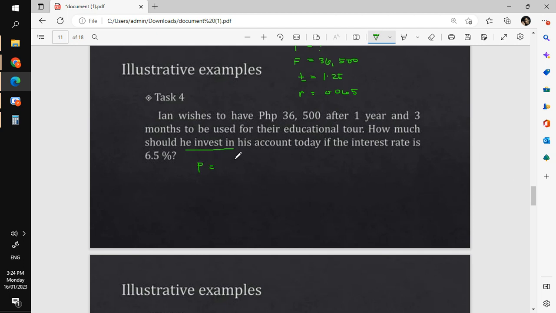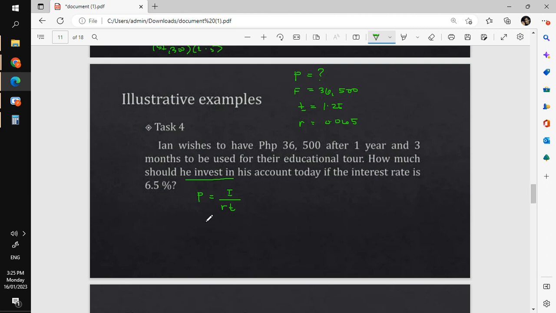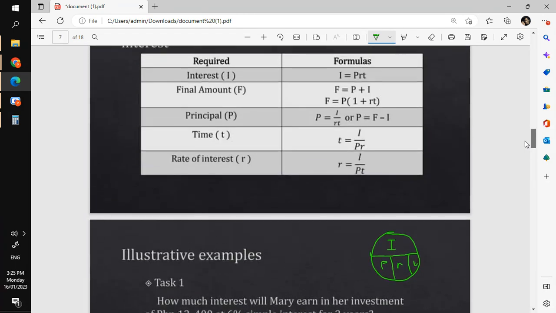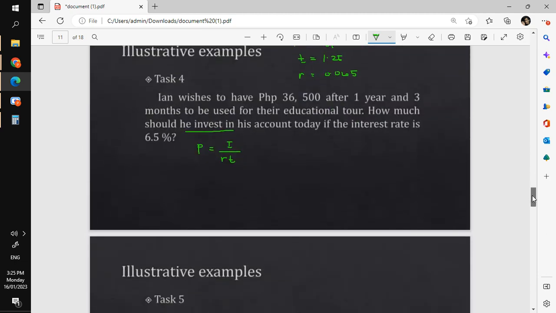Okay, P is equal to I over R times T. Now, in this case, we do not have the value of our interest, so we might as well use the other option, which is F minus I. We have here P is equal to F minus I.